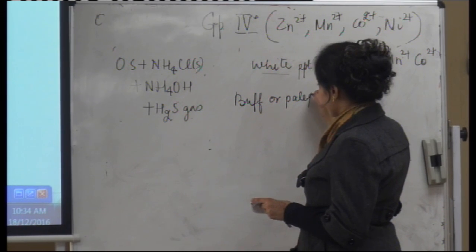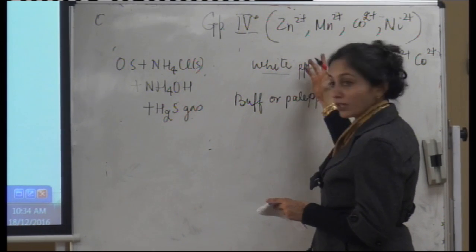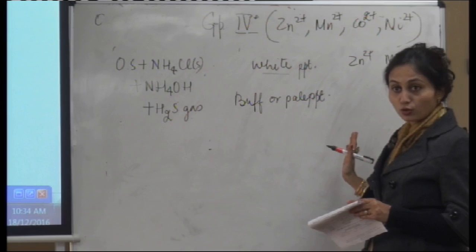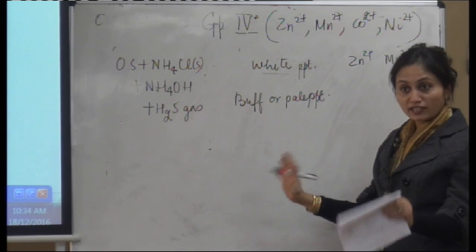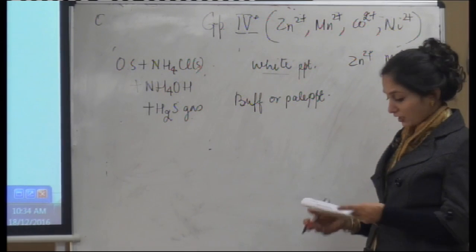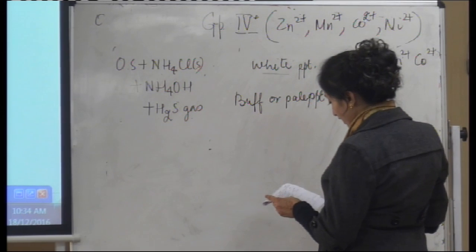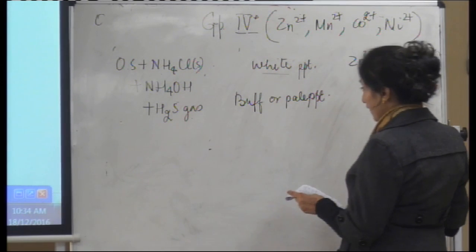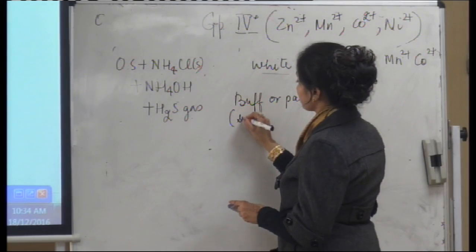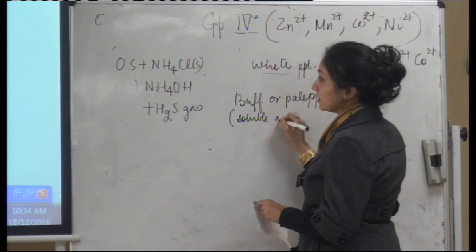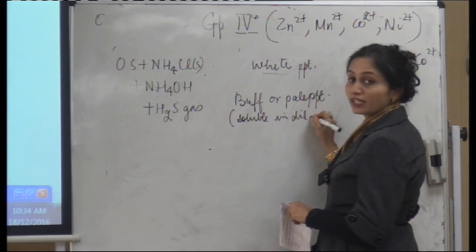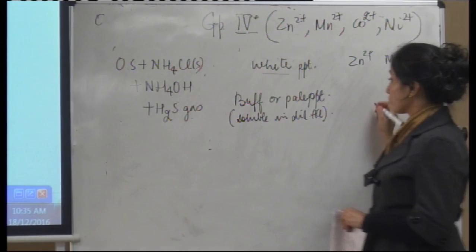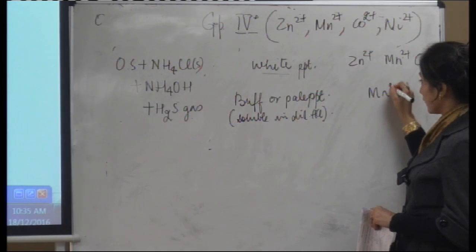Please, in all these cases, I am not writing PPT. I don't know where I missed it. PPT has been obtained in all, and wherever there was a coloration, I did tell you that it is a coloration, not a PPT. So a buff or a pale pink color, which is soluble in dilute HCl, that will be your indication of manganese.